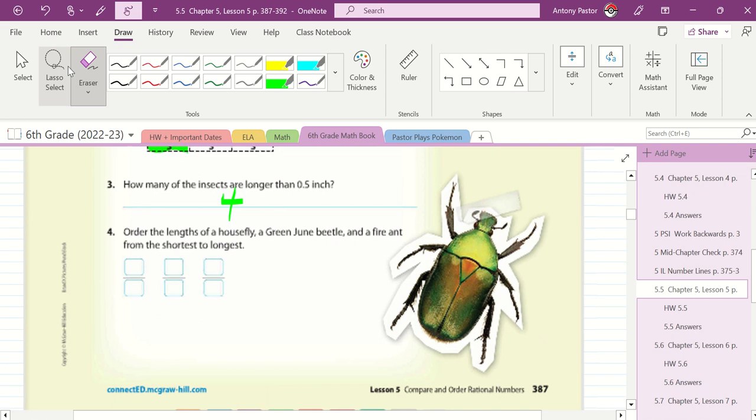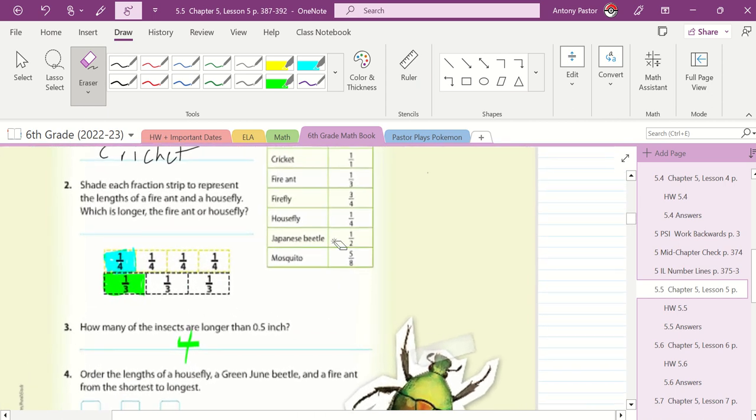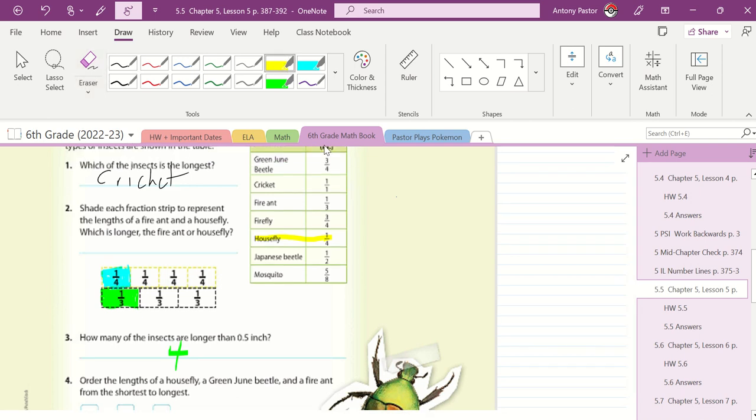Order the lengths of a housefly, a green June beetle, and a fire ant from shortest to longest. Let me go ahead and erase everything that we've done so far on our table. And they want the lengths of a housefly. So 1/4. Green June beetle, which is 3/4. So we already know 3/4 is bigger than 1/4. And the last one is the fire ant, which is 1/3. So I got 3/4, 1/3, and 1/4.